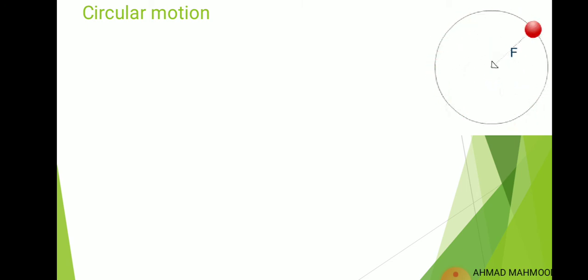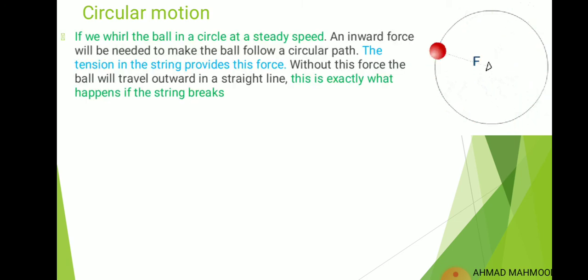Okay, then we have circular motion. If we roll a ball in a circle at a steady speed, or if we roll the keys around our finger, an inward force will be needed to make the ball follow the circular path. The tension in the string provides the force. Without this force, the ball will travel outward in a straight line. This is exactly what happens if the string breaks.